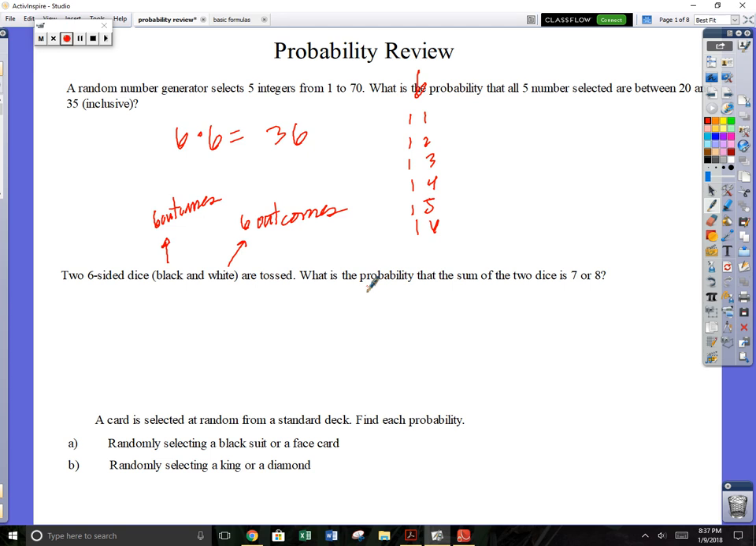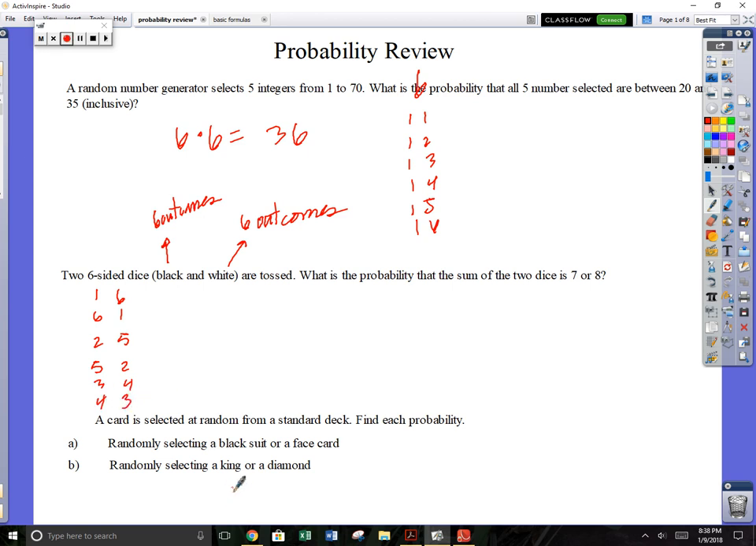What's the chances that the sum of the 2 dice is a 7 or an 8? So here are all the ways to roll a 7. You can roll a 1 and a 6, or the black one can be the 6 and the white one can be the 1. And then you can go 2 and a 5, or you could switch it, 5 and 2. And finally 3 and a 4, or a 4 and a 3.